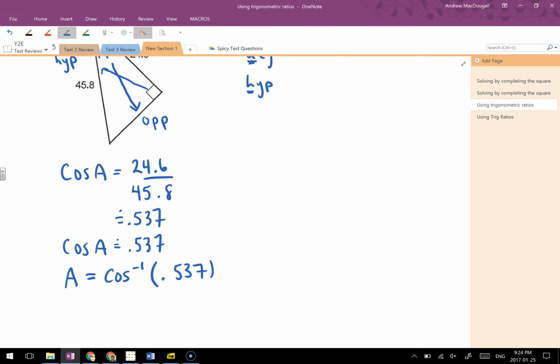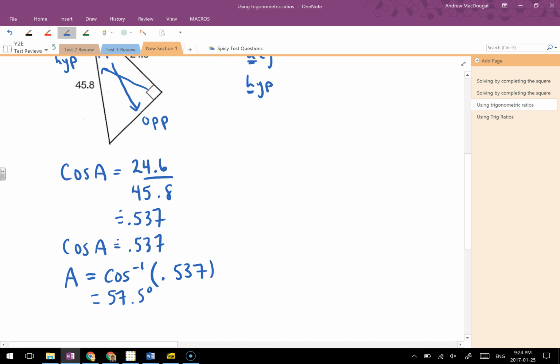Again, making sure we're in degree mode. And what do we get? We get 57.5 degrees, rounding to the nearest tenth. Oh, excuse me, I have disappearing ink on here. Let me rewrite that, 57.5 degrees.